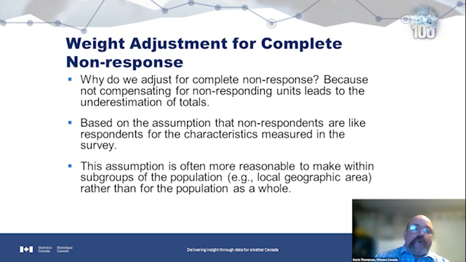It may be that the only thing we know about these non-respondents, because they didn't respond, is that they live in a certain neighborhood. So we can say, okay, if we were supposed to interview 5 households in a certain neighborhood and we only interviewed 4, let's adjust the weights of those 4 to represent that 5th one that's missing. So that's what we're going to do.